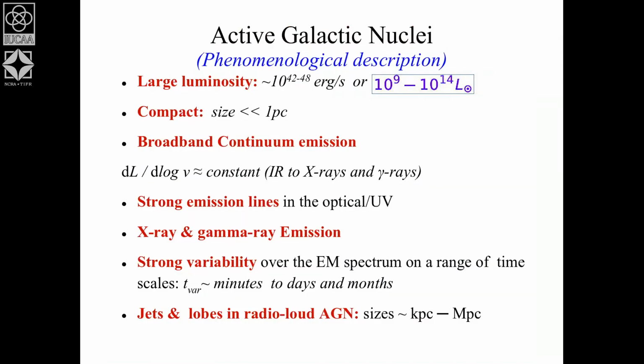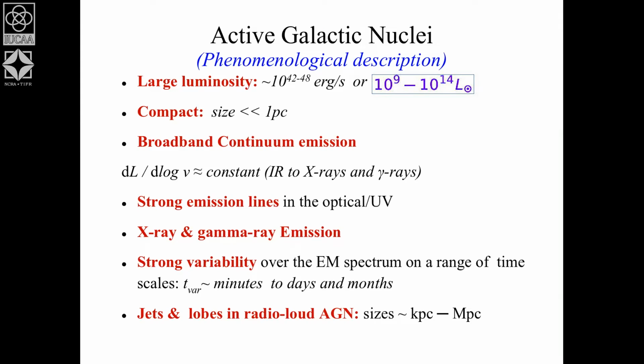Okay, just to summarize the various types of properties of AGNs. Of course, whatever we discuss, not all AGNs will have all the properties, but some AGNs will have some of the properties. So first of all, the AGNs have a large luminosity. Luminosity can range from 10 to the power 9 to 10 to the power 14 times the luminosity of the Sun. The emission arises from an extremely compact region. The sizes are much less than 1 parsec or so.